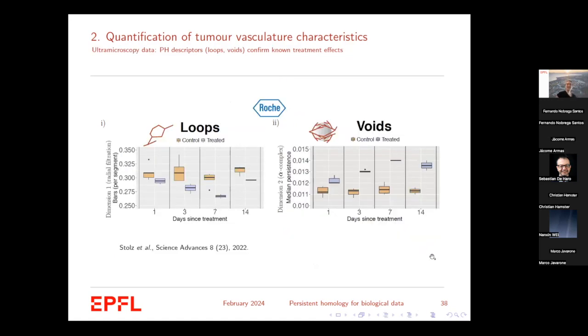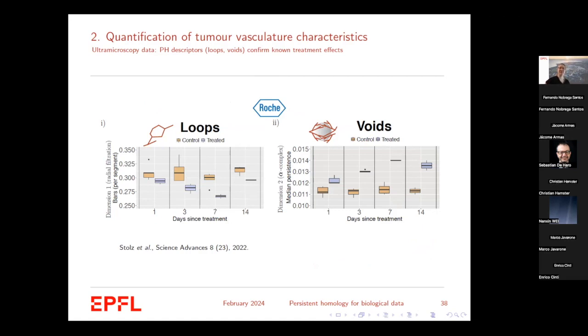Now, in the Roche data set, we looked at the loops and voids. Here, we're not able to normalize by day 0 because we only ever see each tumor once. Again, in the controls, the loops are kind of stable over time, increasing slightly. In the treated cases, we have a decrease in the number of loops and an increase then on day 14, which is a much bigger timescale than we had earlier. And in the voids, in the treated cases, these increase because you have less vasculature across the whole tumor, whereas in the controls, this is stable.